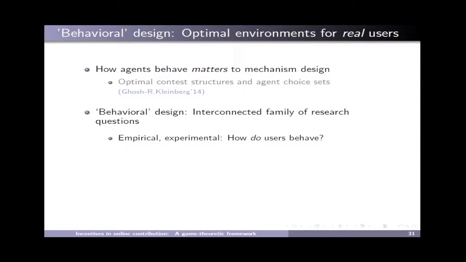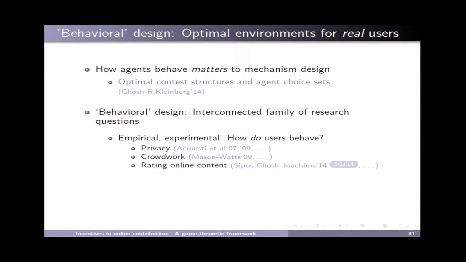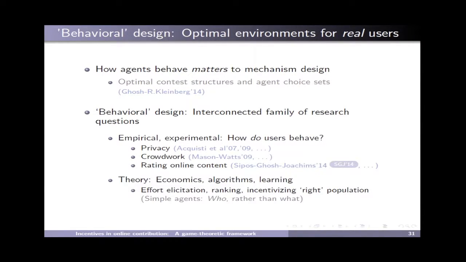First of all, how do users really behave? And there's a whole bunch of work that's already begun, very interesting work on how users behave regarding privacy, crowd work, as well as rating online content. And there's a bunch of very interesting questions, of course, regarding theory, economics, algorithms, and learning. The whole idea is to look at these papers that talk about how users really behave and incorporate those papers into the models that you use for agents when you talk about a mechanism design problem.